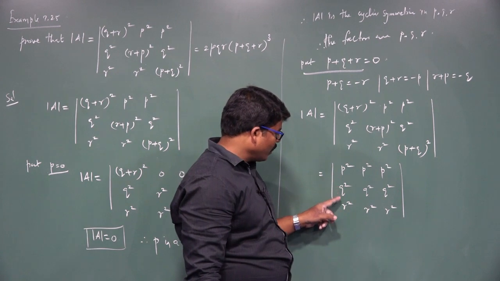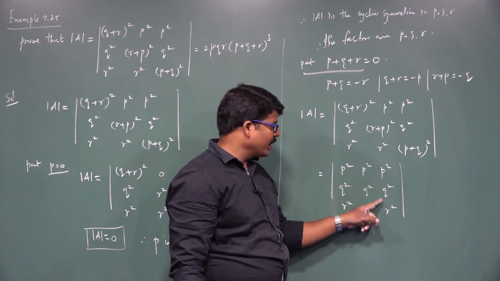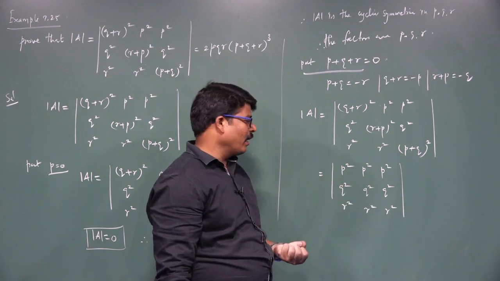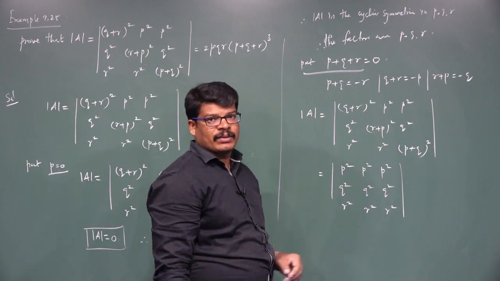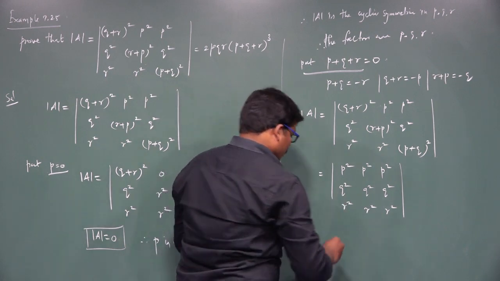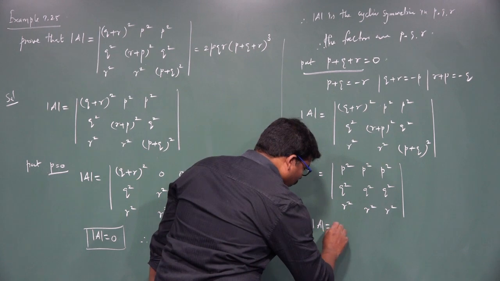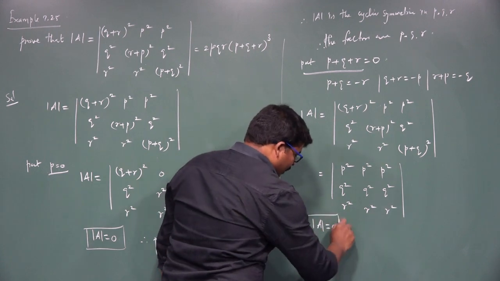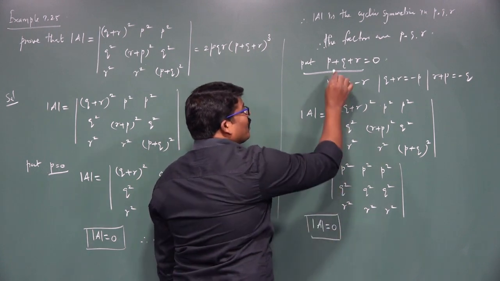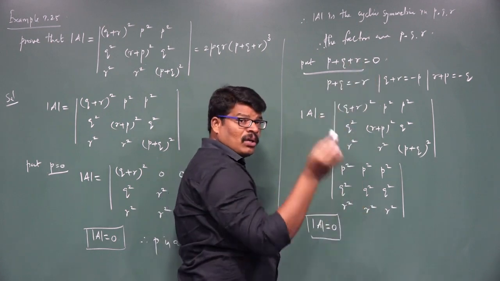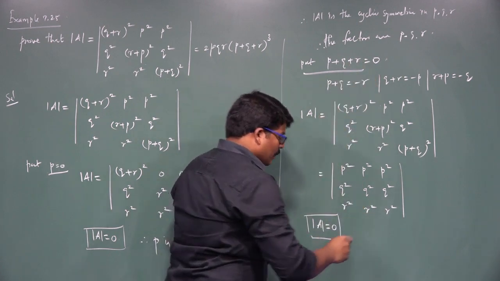P square, Q square, R square, P square, Q square, R square, P square, Q square, R square. Three columns are identical, so the determinant value is 0. That is, the determinant A is equal to 0. Therefore, P plus Q plus R whole square is a factor of the determinant.